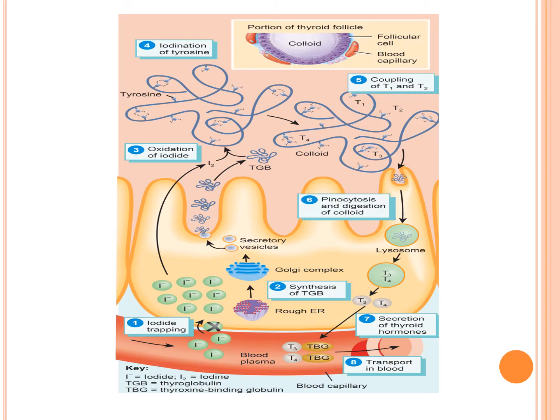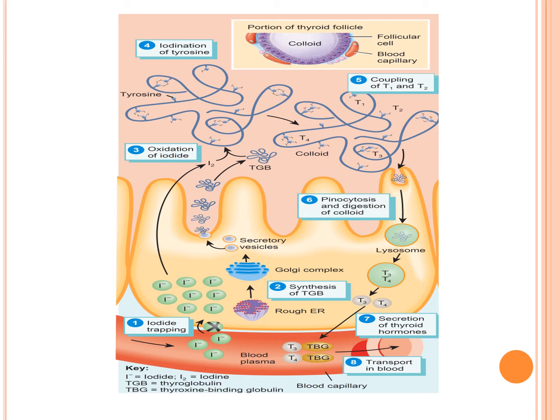In this figure, all 8 steps are mentioned. First, iodide trapping; second, synthesis of thyroglobulin; third, oxidation of iodide; fourth, iodination of tyrosine; fifth, coupling of T1 and T2; sixth, pinocytosis; seventh, secretion of thyroid hormones; and eighth, transport in the blood. Okay, now we will start from the first step, iodide trapping.